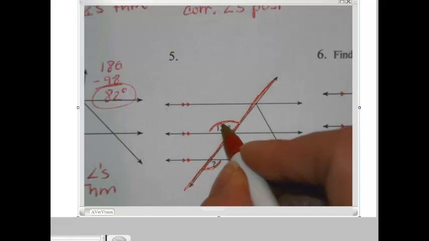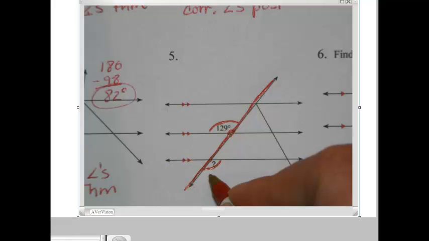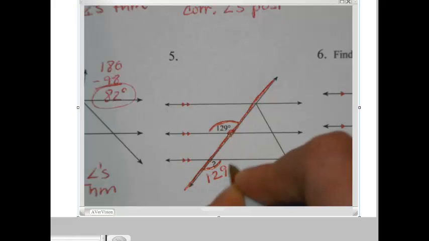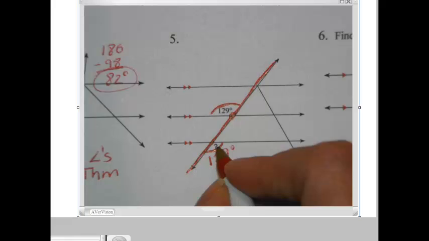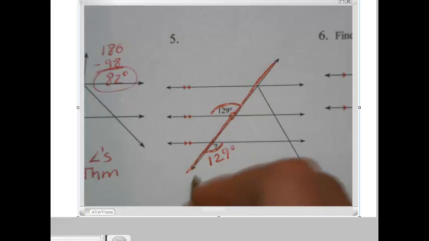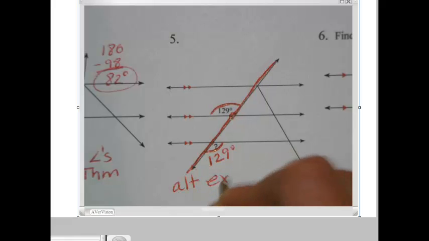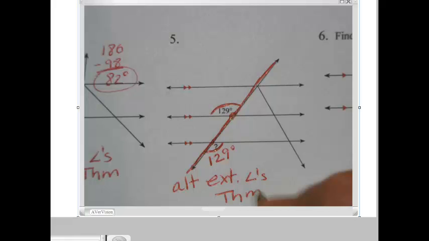How does the 129 relate to the one down here? Well, they're both obtuse. You might guess that this is 129, and you would be right about that. They do match since they're on the parallel lines, but what kind of angles are they? Those are both on the outside of the 2 lines I'm looking at. I'm going to call these alternate exterior angles, and I'm going to use the alternate exterior angles theorem to prove that that's 129 degrees.